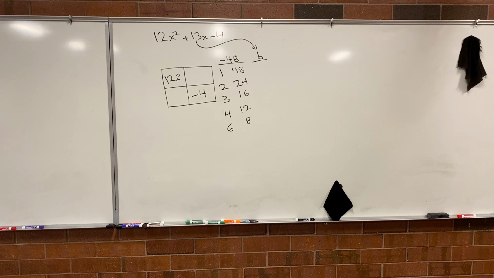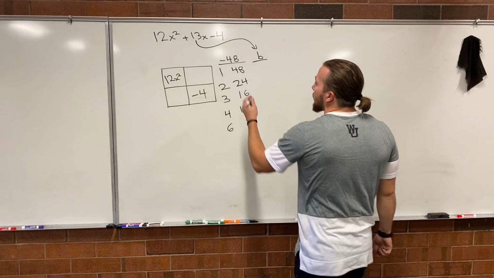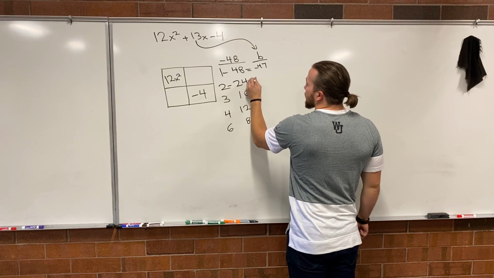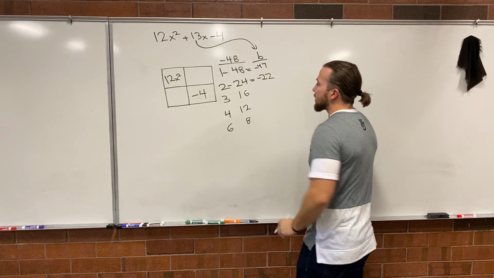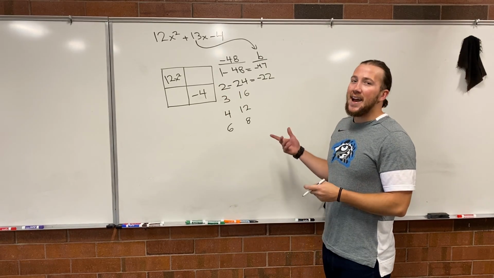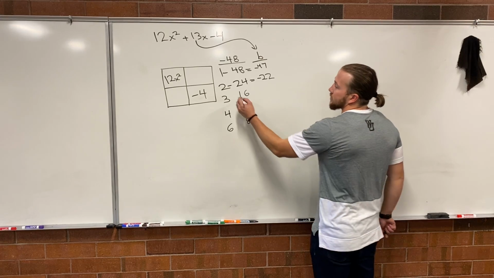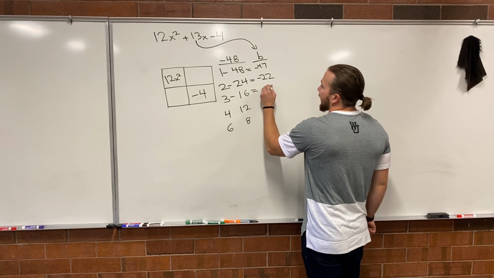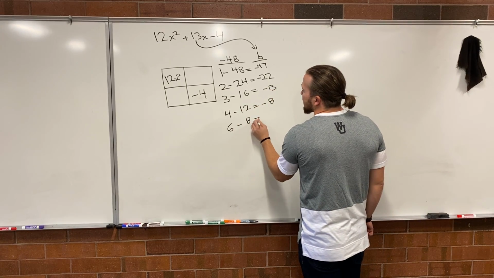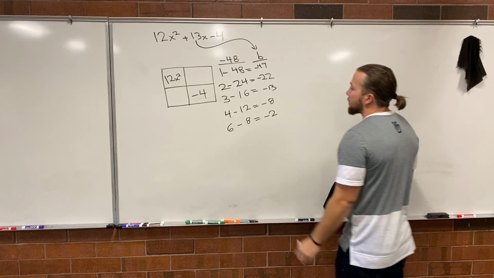Okay, so I know that I'm going to have to put a minus sign between the factors, for example 1 minus 48, 2 minus 24. We'll do that subtraction and put our answer right here. So 1 minus 48 is negative 47. 2 minus 24 is negative 22. Notice that we're doing small numbers minus big numbers. We're finding the difference, but our answers are all going to be negative because the big number is the one being subtracted. 3 minus 16 is negative 13. 4 minus 12 is negative 8. 6 minus 8 is negative 2.